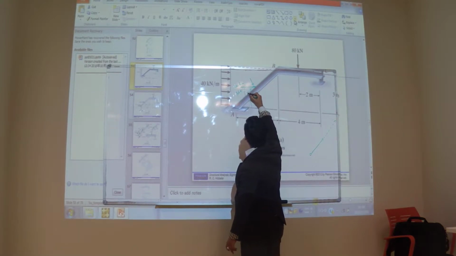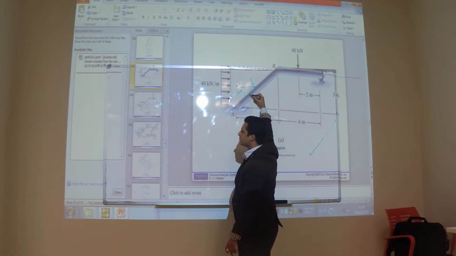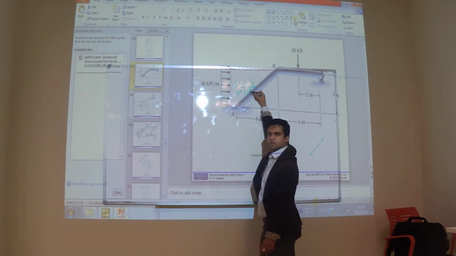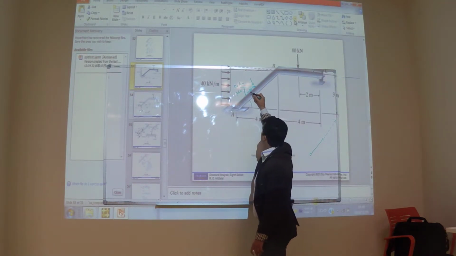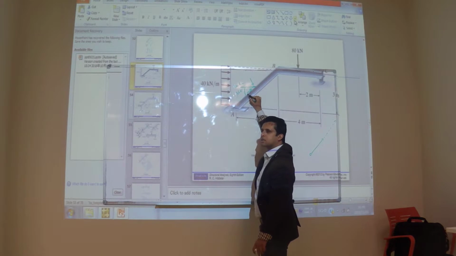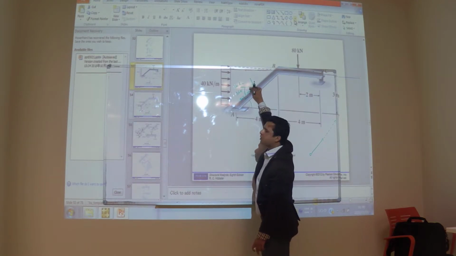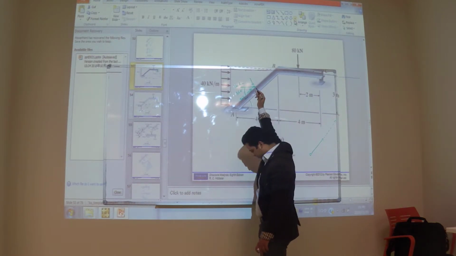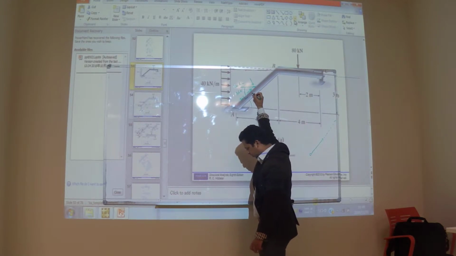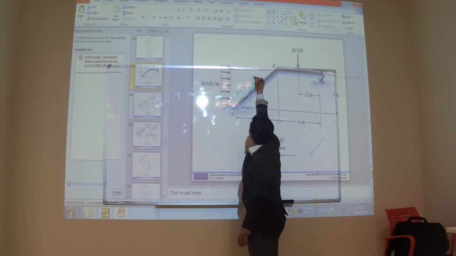So this component will be 120 cos 36.8. The horizontal is sine, I mean vertical is cosine. So this component will be 120 cosine 36.8, which is 96.1, about 96. And what about this component? 120 sine 36.8, which is 71.9. You can say 72.